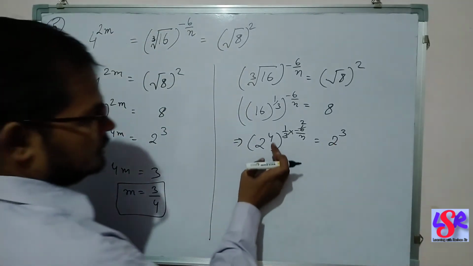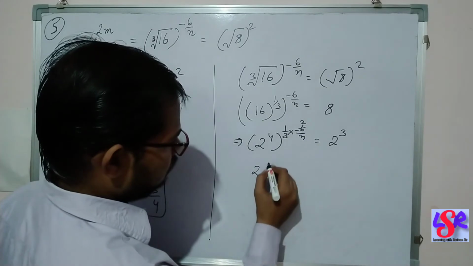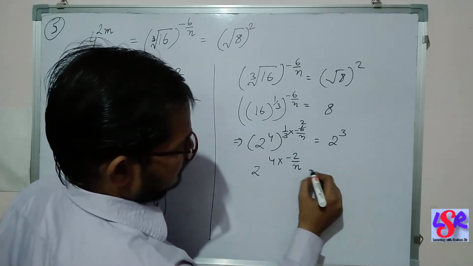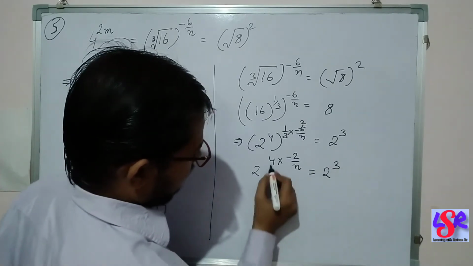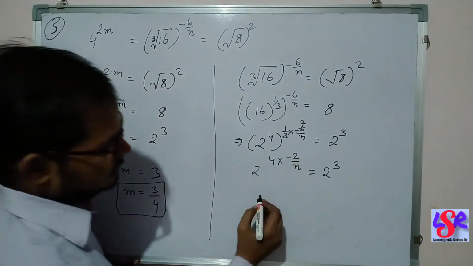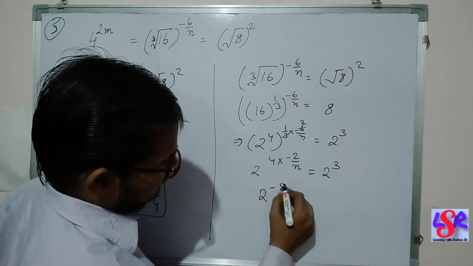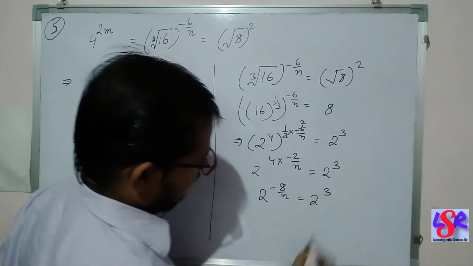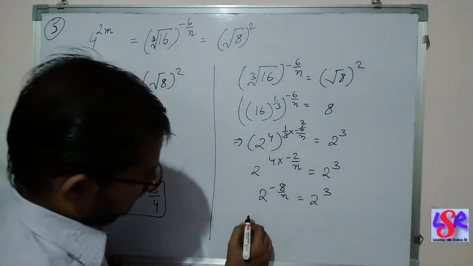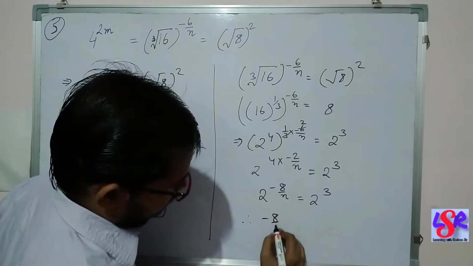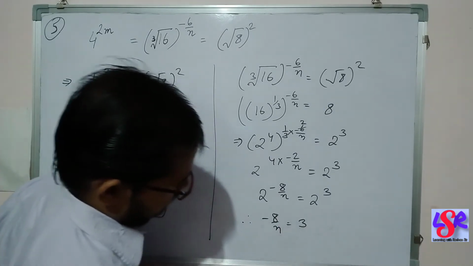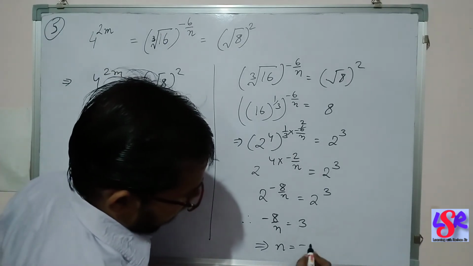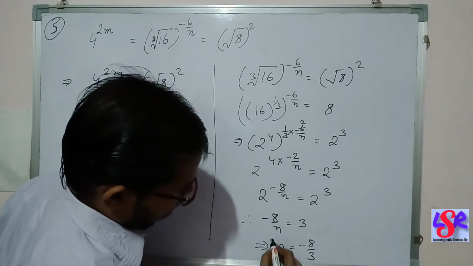Now this power can also be multiplied, and it will be 2 to the power 4 into minus 2 upon n equals to 2 to the power 3. Here on multiplying these two, we will be having 2 to the power minus 8 upon n equals to 2 to the power 3. And the bases are same, so the powers can be equated, and therefore we will be getting minus 8 upon n equals to 3. And on just rearranging this, you will be getting n equals to minus 8 upon 3 as answer.